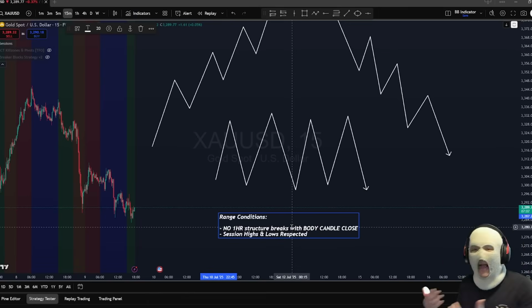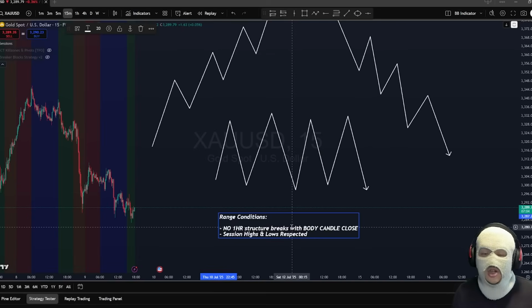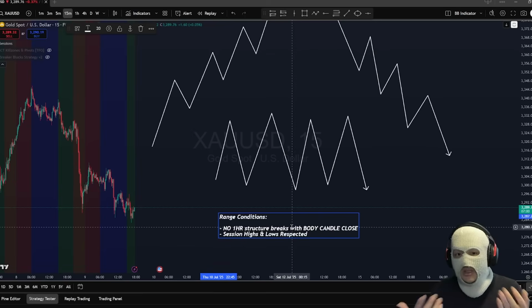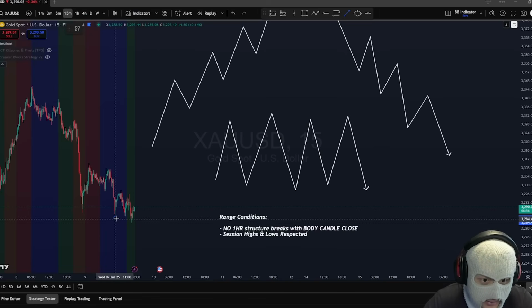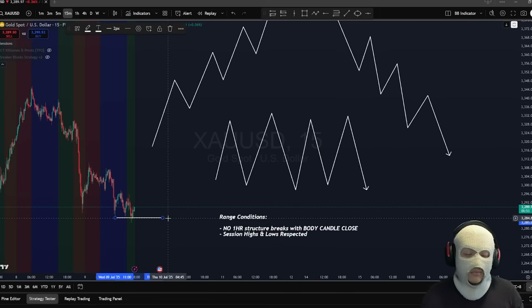If price cannot break out of that range, then more than likely, price is trying to figure out where it wants to go. As I mentioned on the stream earlier as well, if we don't see a body candle close below the Asian low, which is actually sitting right here, there's going to be a very good chance we stay in this range.